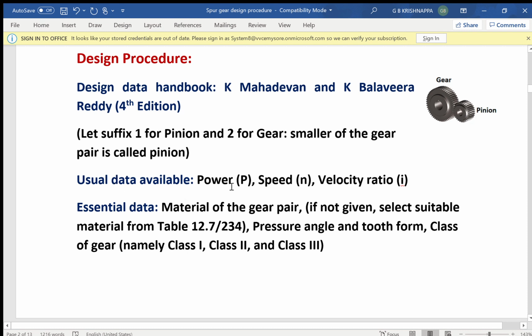So usual data available: power P, speed N, and velocity ratio i. Essential data: material of the gear pair. If not given, select suitable material from table 12.7, page 234. After some time, we will see this table 12.7 given in page 234. And other data are pressure angle and tooth form, class of gear, namely class 1, class 2, and class 3. This also we will see.